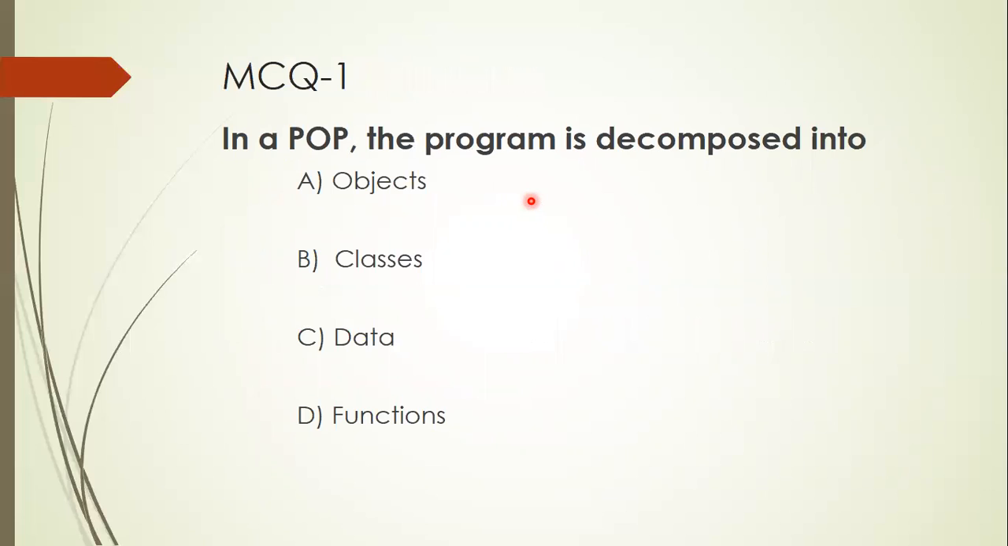To check your level of understanding, I have designed some 4 to 5 multiple choice questions. POP stands for procedure-oriented programming. The program is decomposed into: objects, classes, data, functions. You can see the result. The correct answer is D, because in a procedure-oriented program, the program is decomposed into functions.